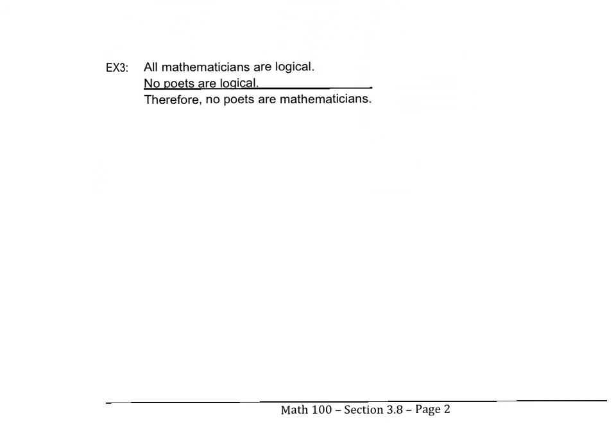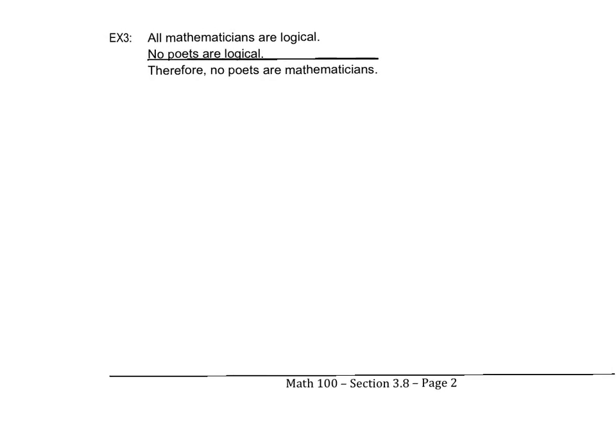Well, let's do more. All mathematicians are logical. No poets are logical. Therefore, no poets are mathematicians. So here I have my first premise, which is all mathematicians are logical. So the set of mathematicians, so I'm just going to put math, has to be inside the set of logical people. I'll just write logical. So that says all mathematicians are logical.